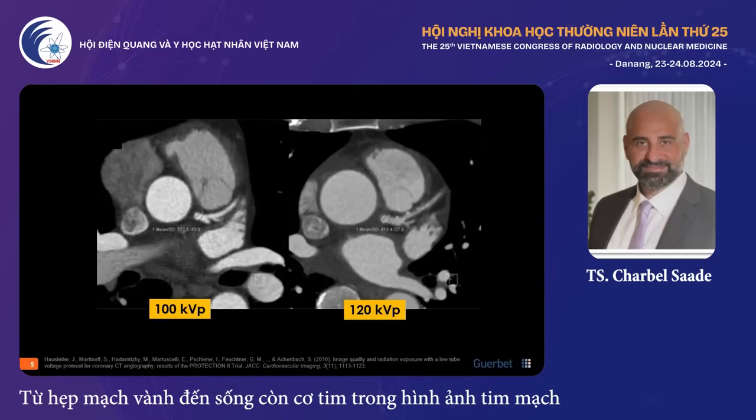Clinically, if we look at both 100 and 120 kVp in these two studies, technically they're quite good. 100 kVp shows 577 Hounsfield units, whilst 120 kVp shows 410. Both are still acceptable as long as it's above 350 Hounsfield units. You can make a very confident diagnosis and it won't impact your lumen nor stenosis measurements.